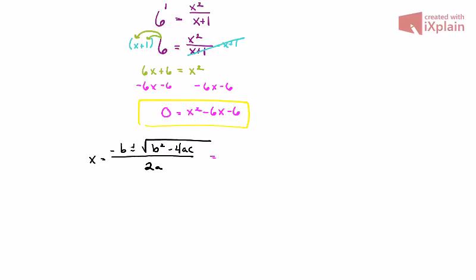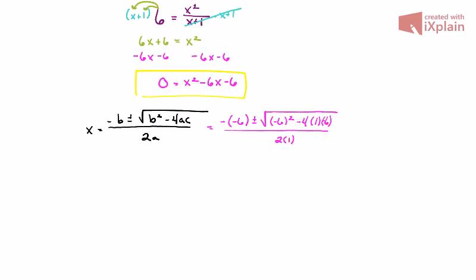Okay, so what this allows me to do then is drop these items in. So I'm going to have a negative 6 plus or minus the square root of negative 6 squared. Notice that I put that negative 6 inside parentheses. Minus 4 times 1 times negative 6 all over 2 times 1. So my answers are going to be in here.